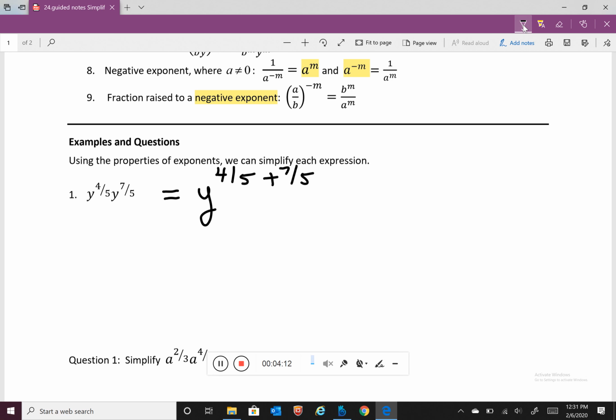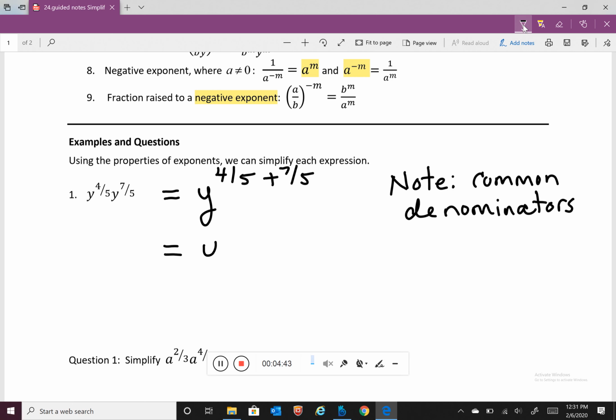with 7/5. Now, one of the things we have to notice is that we already have common denominators. So this is going to be very important for what you're going to be doing in the future. If I don't have a common denominator as is, I need to get one. So since we have our common denominators between 4/5 and 7/5, we can simply add the numerators. And so this gives us a total of 11/5.